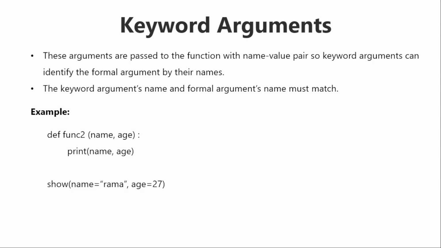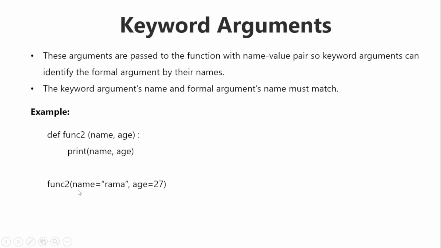Keyword arguments are passed to the function as name-value pairs, so keyword arguments can identify the formal arguments by their names. Here, when you call the function, you are able to give the actual arguments with the help of the formal argument names. So the keyword argument name and the formal argument name must match. If you look into the example, def func2(name, age), when you print the name and age, this is the final output of func2.